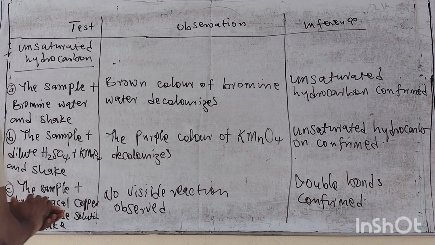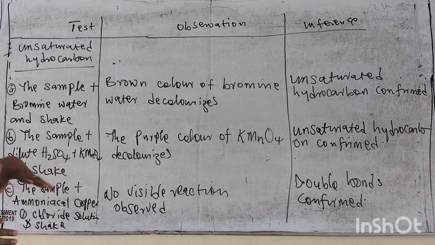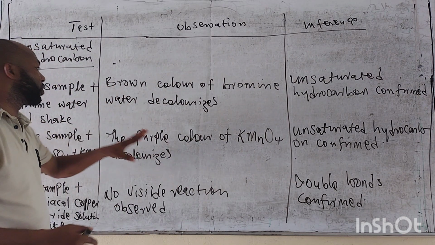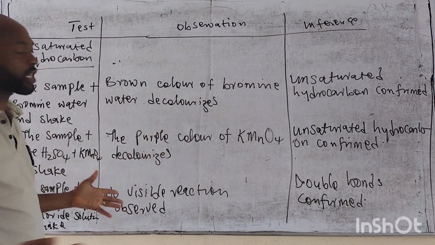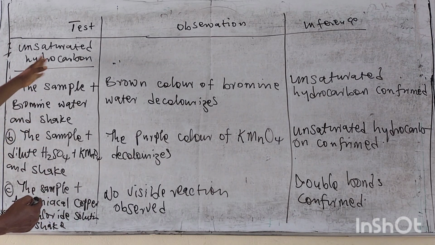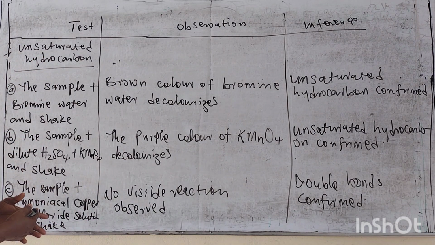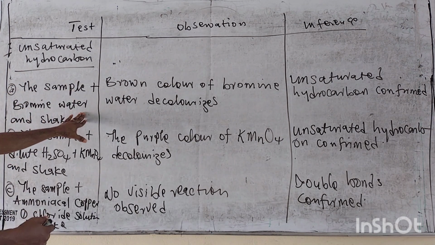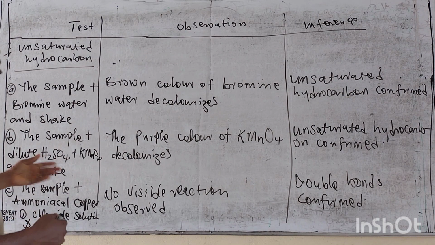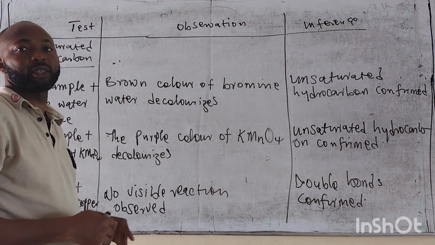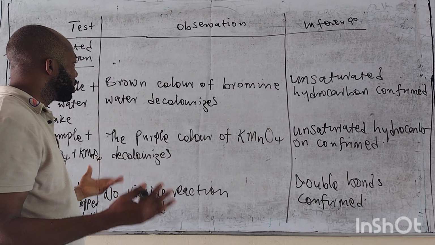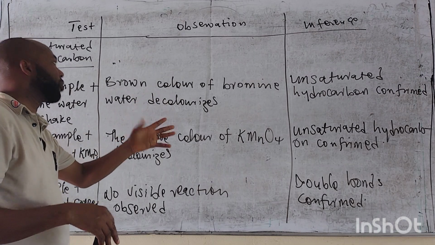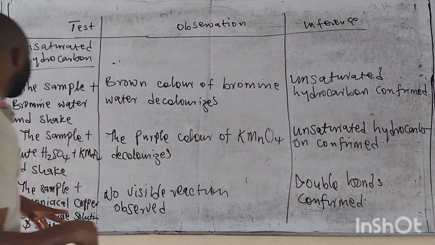In that of saturated, we used almost the same samples here. We got the reactions. There was no reaction when we used bromine water, no reaction when we used KMnO4. That shows that it was a saturated hydrocarbon. But in this case, test for unsaturated hydrocarbon. How do you know that it is unsaturated? The same sample plus bromine water, and you shake it. The brown color of bromine water decolorizes, so the brown color will become clear. So you know that it is an unsaturated hydrocarbon, because unsaturated hydrocarbons decolorize bromine water.